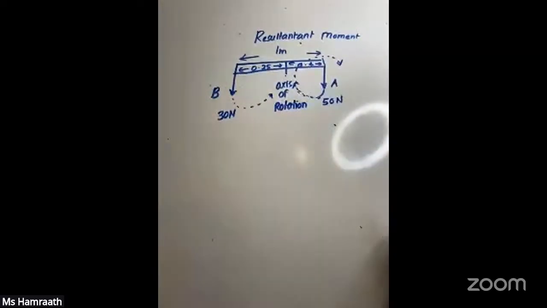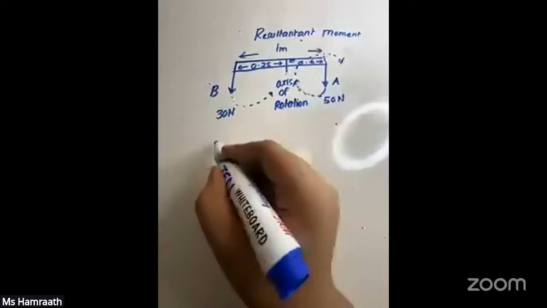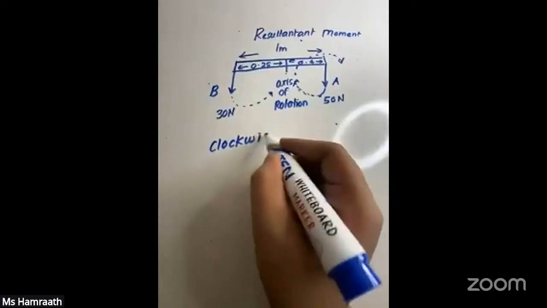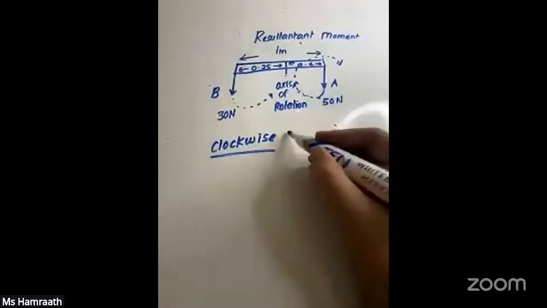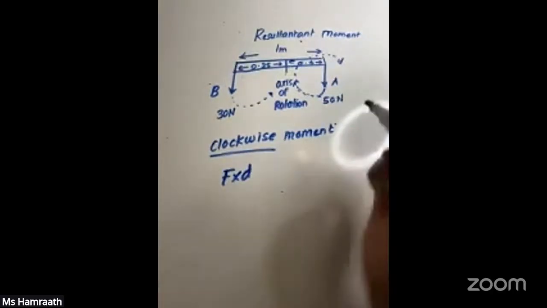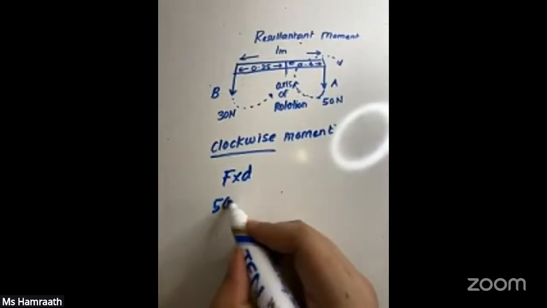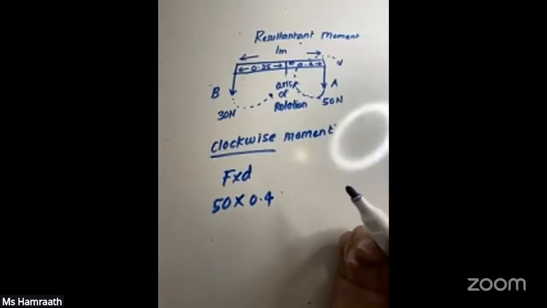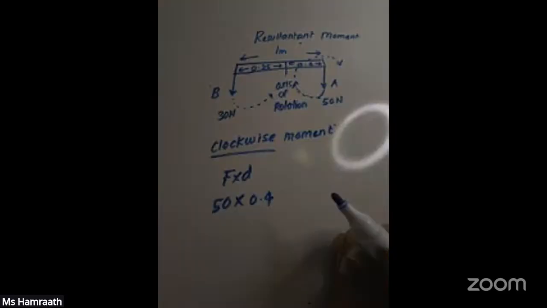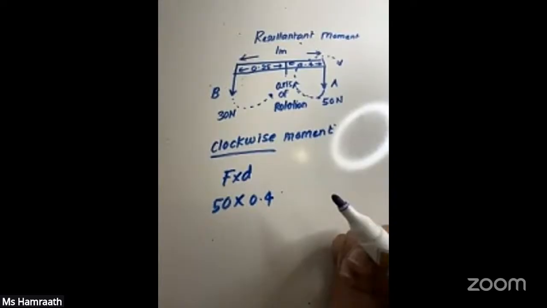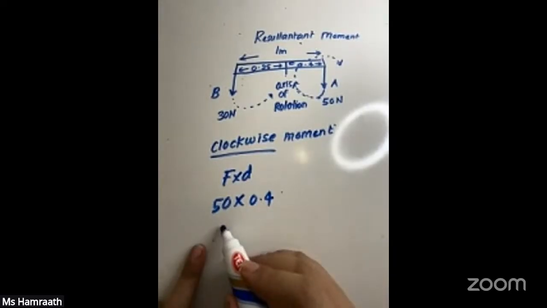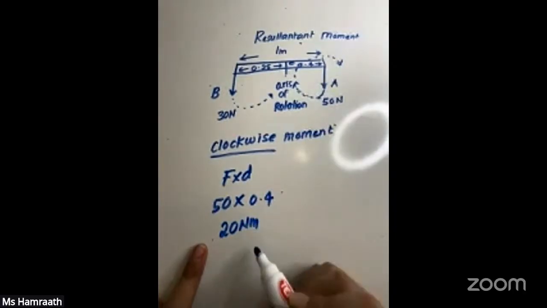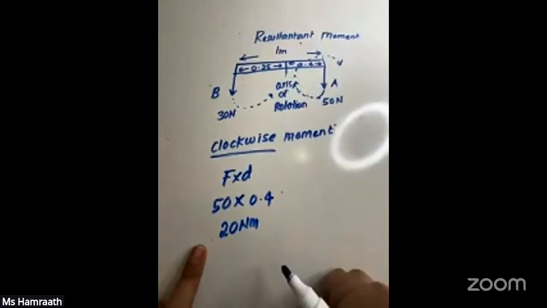So shall we find the clockwise moment? You can write clockwise moment equals force into distance. What is the force? 50. What is the distance? 0.4. So 50 into 0.4, you multiply them and you get 20 Newton meter. This is the clockwise moment.